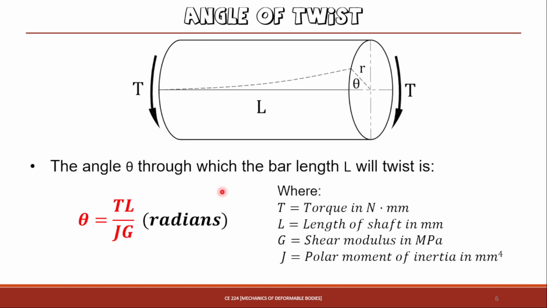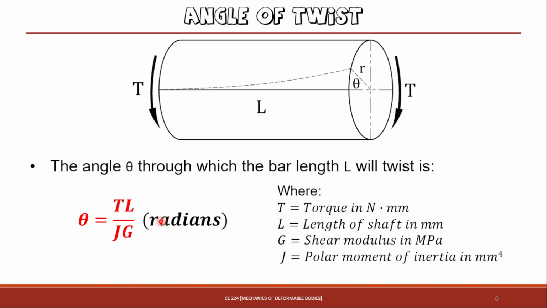So, another thing we need to determine, which is asked for in the problems, is the angle of twist. The angle of twist is the angular deformation of our rod, denoted by theta. Okay? So, the angle theta through which the bar of length L will twist is equal to torque times length over JG, where T is the torque, L is the length, J is the polar moment of inertia, and G is our shear modulus or modulus of rigidity. Okay? And the unit of this theta is in radians.